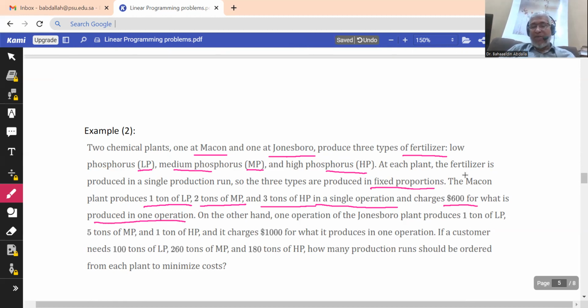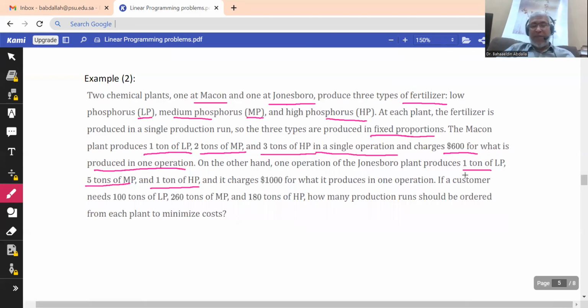So these $600 are for one operation, and one operation will give you 1 ton of LP, 2 tons of MP, and 3 tons of HP. On the other hand, one operation of the Jonesboro plant produces 1 ton of LP, 5 tons of MP, and 1 ton of HP, and it charges $1,000 for what it produces in one operation.